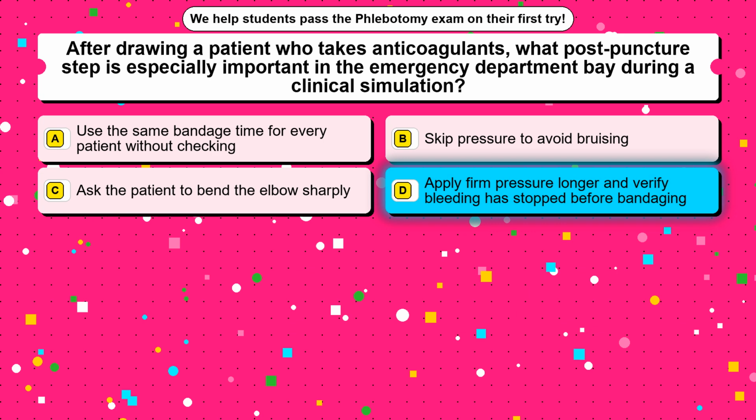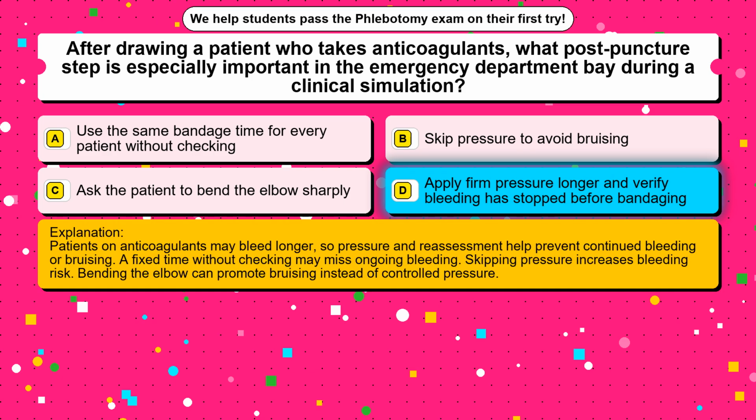The correct answer is option D. Apply firm pressure longer and verify bleeding has stopped before bandaging. Patients on anticoagulants may bleed longer, so pressure and reassessment help prevent continued bleeding or bruising. A fixed time without checking may miss ongoing bleeding. Skipping pressure increases bleeding risk. Bending the elbow can promote bruising instead of controlled pressure.